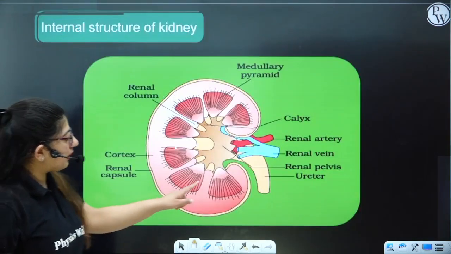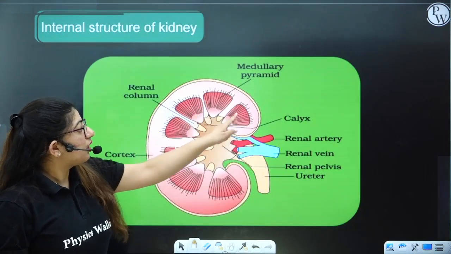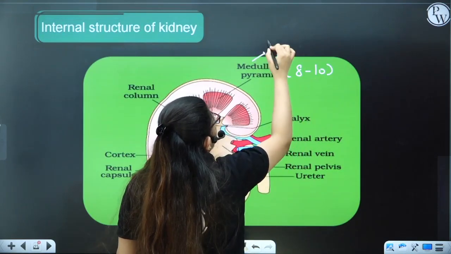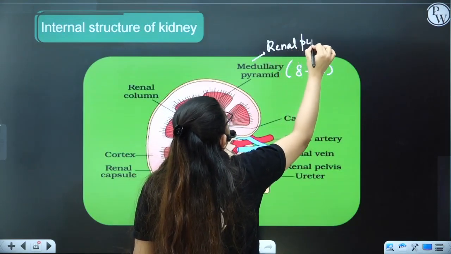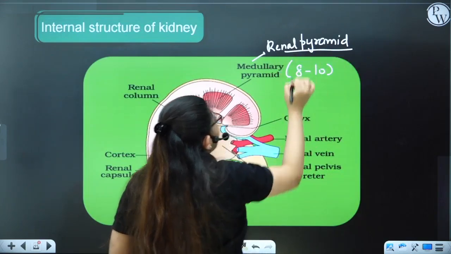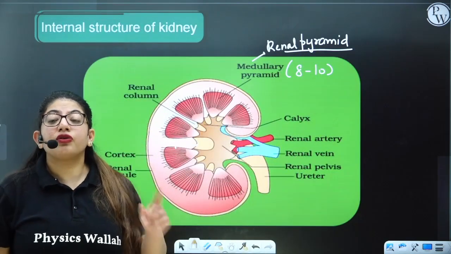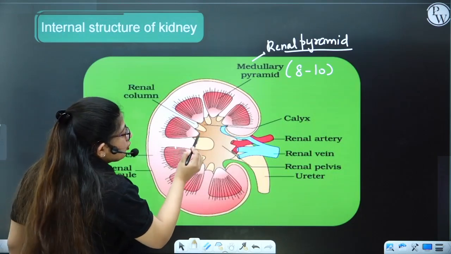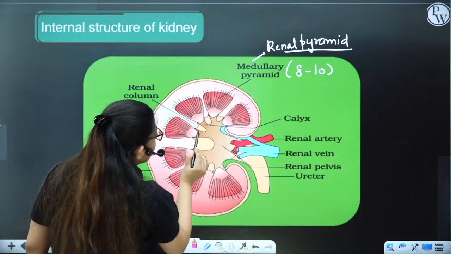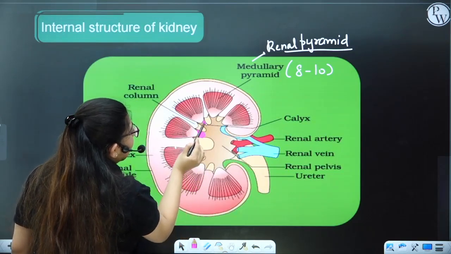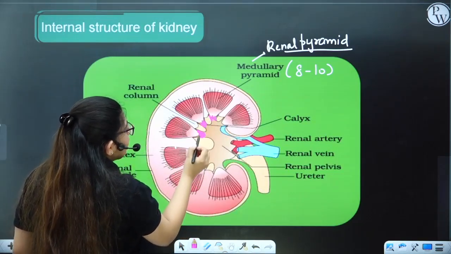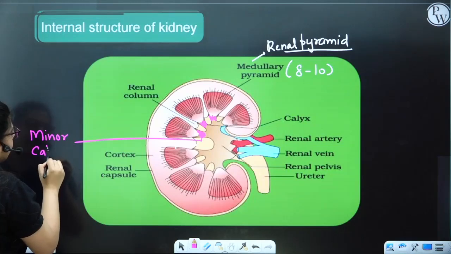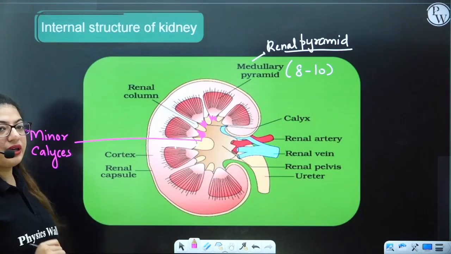So if you see inside the kidney, there are pyramid-shaped structures. There are maximum up to 8 to 10 structures known as renal pyramids. They are also known as renal pyramids or medullary pyramids. And these contain the structural and functional unit of the kidney known as nephrons. What do they have? They contain nephrons. Fine. Then they open into these tubular structures. Let me highlight them for you. These are known as calyces, minor calyx. What are these? Minor calyx. So I'm writing here, minor calyx. Minor calyx or calyces. Calyces is plural, calyx is singular.